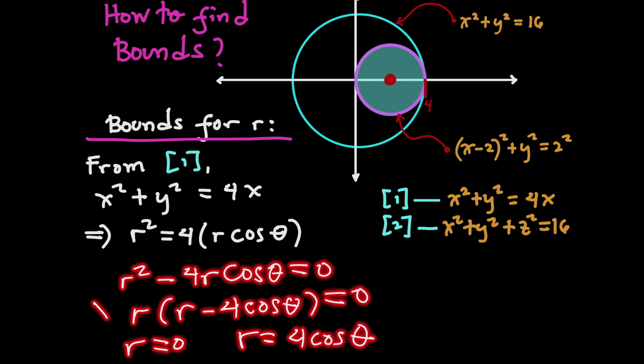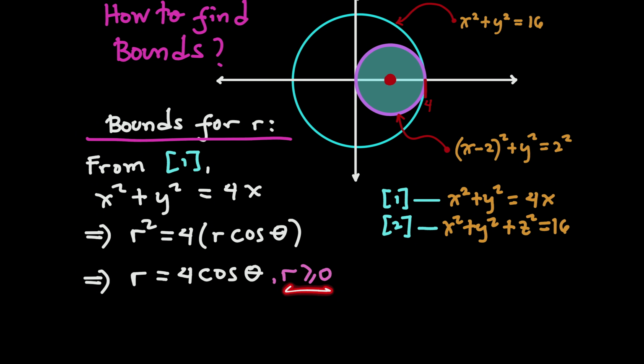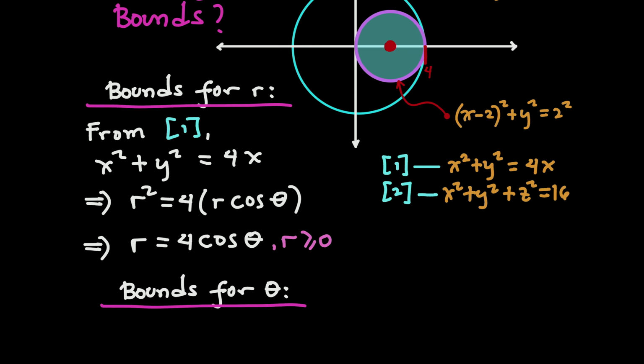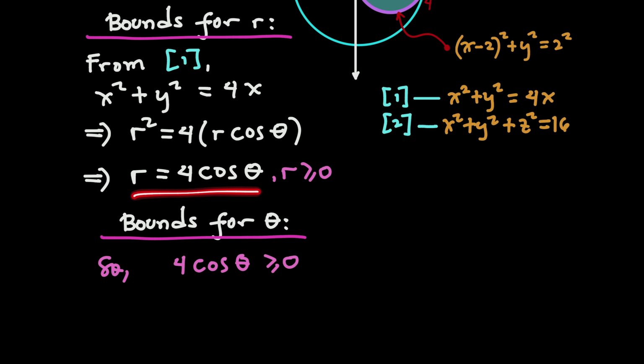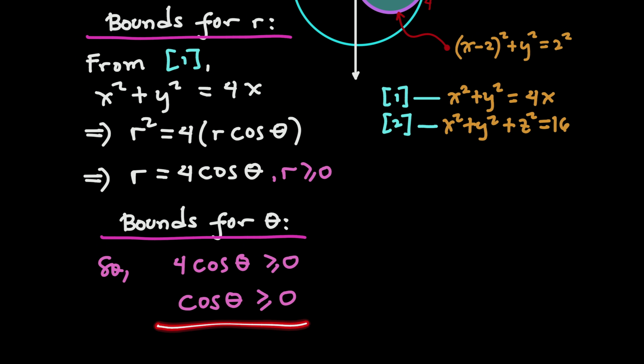But considering r equals 0, you are looking at a single point, which is the origin. Hence, we consider this r, and we assume r should be greater than or equal to 0. Now, for the bounds of theta, we use this one. Since r is greater than or equal to 0, this one is also greater than or equal to 0. Dividing both sides by 4, we have this value for theta. The cosine theta should be positive.